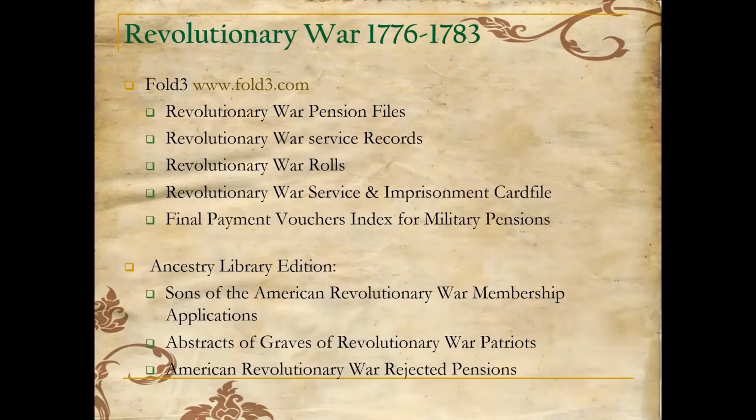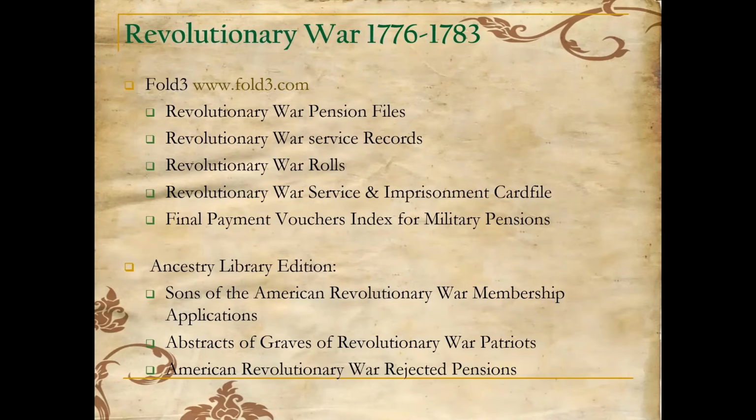Some other stuff that they have, they've got the Revolutionary War service records. They've got war rolls, which are going to be those muster rolls that are showing you the men in their units with their captains in the command. They have the imprisonment card file. So if somebody was captured by British forces, there's a card file to keep track of those who were prisoners of war, as well as the loyalists and British soldiers who were captured. There's a card file for those. And then again, those pension files and those land bounty warrants.